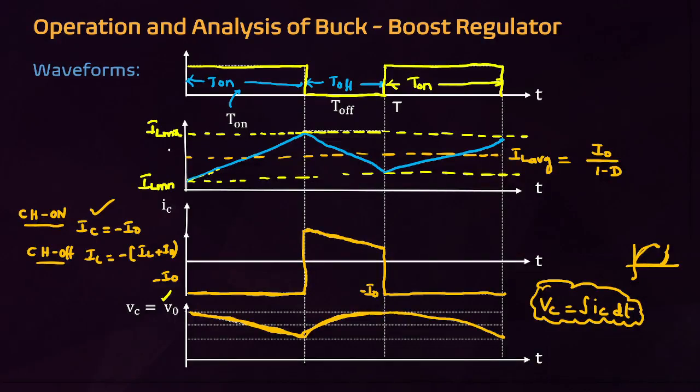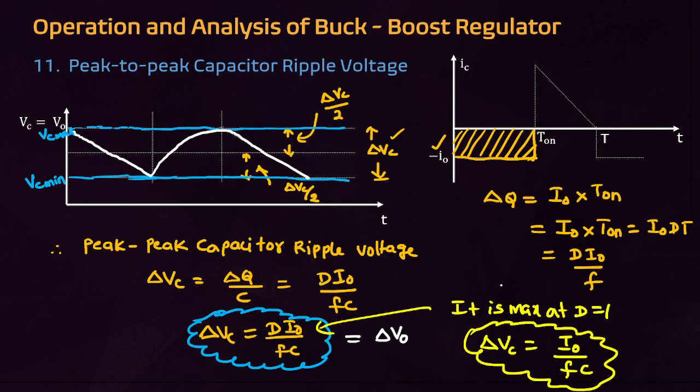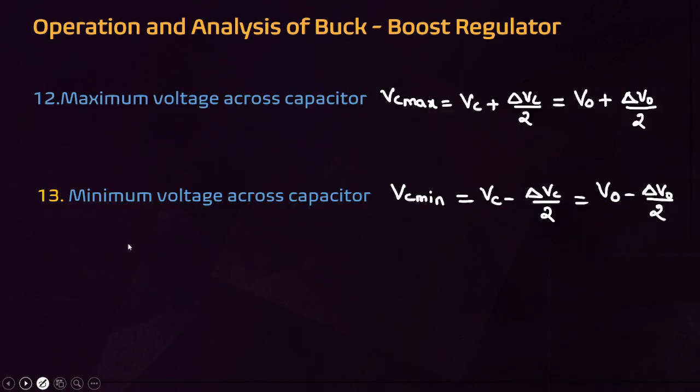Then to derive the peak to peak capacitor ripple voltage and critical capacitance, we have to draw the capacitor current waveform and voltage across the capacitor waveforms. Then what is the peak to peak capacitor ripple voltage? Similar to boost regulator formula, that is D I naught by Fc. We know that ripples are maximum at D equal to 1, similar to boost regulator. The maximum value of capacitor ripple voltage is equal to I naught by Fc. That you have to concentrate.